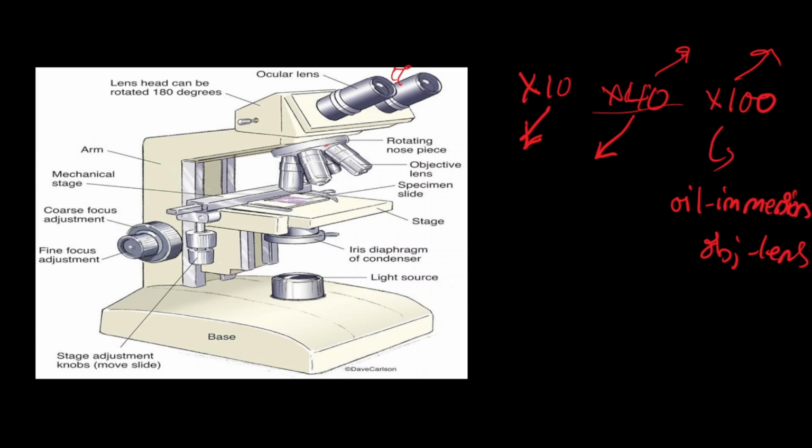We also have the stage, which has stage clips that help to hold the slide. This particular microscope has a mechanical stage. Being a mechanical stage means that it has a stage controller or stage adjustment. This stage controller helps us to move the stage, or to move the slide, backward or forward, left or right. So if we have the slide this way, and we have the cover slip.